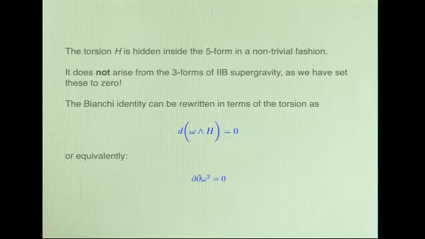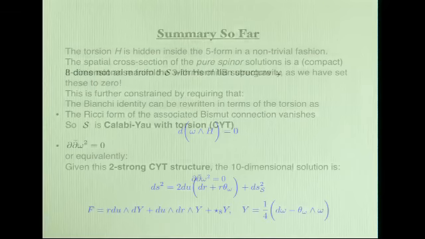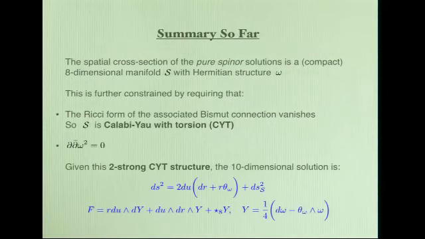So in the language which we introduced earlier, this is telling me that this is a 2-strong Calabi-Yau with torsion structure, as I said some time ago. So this is where we're getting this structure from, and that's the whole lot. So the summary so far.